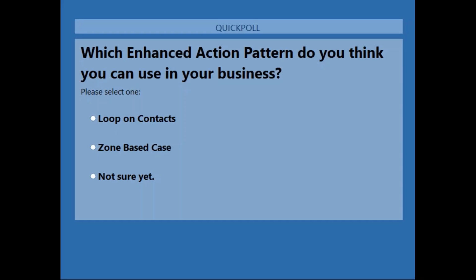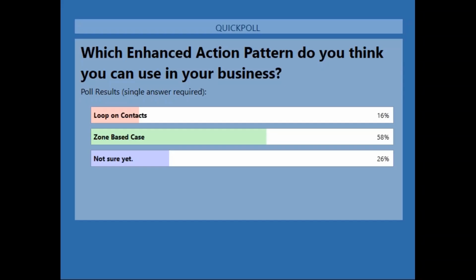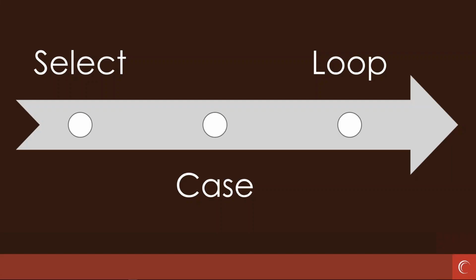So which action pattern do you think you might be able to use in your business? And I'm going to go ahead and close the poll and share the results. It looks like the zone-based case seems to be the one that people are going to be able to use most often. And then we still got 26% that are still not quite sure yet. A lot of people can use both, and that's nice. I should have had that option. You're right. Thank you. So that's good. I'm glad to see that we have some good ideas out there.